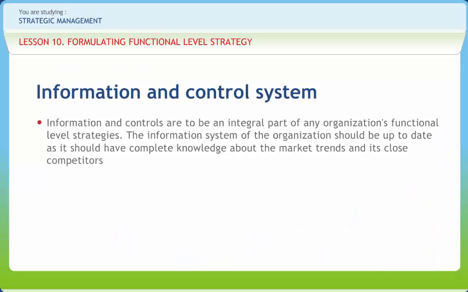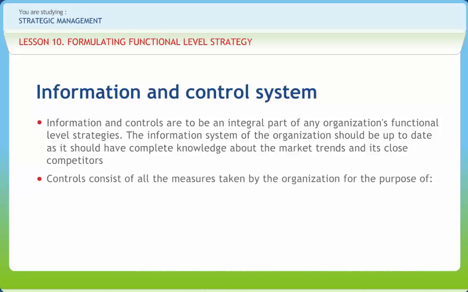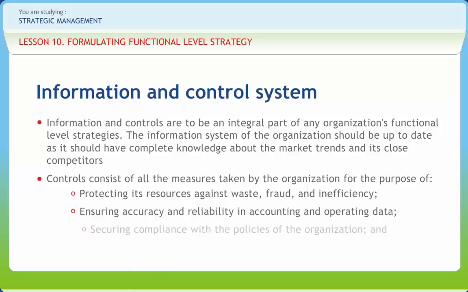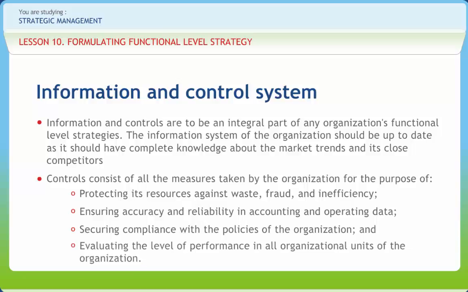Information and controls are to be an integral part of any organization's functional level strategies. The information system of the organization should be up to date as it should have complete knowledge about the market trends and its close competitors. Controls consist of all the measures taken by the organization for the purpose of protecting its resources against waste, fraud, and inefficiency, ensuring accuracy and reliability in accounting and operating data, securing compliance with the policies of the organization, and evaluating the level of performance in all organizational units of the organization.